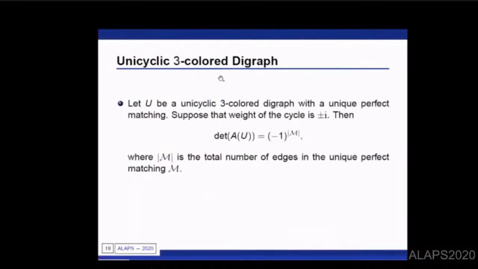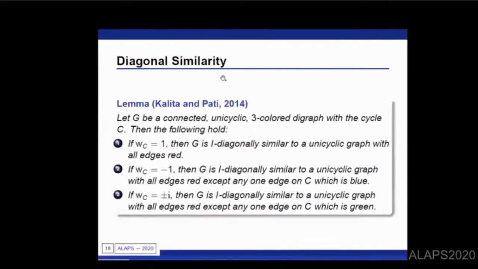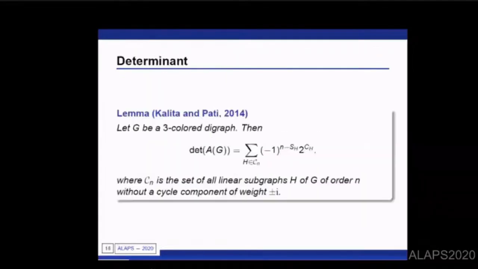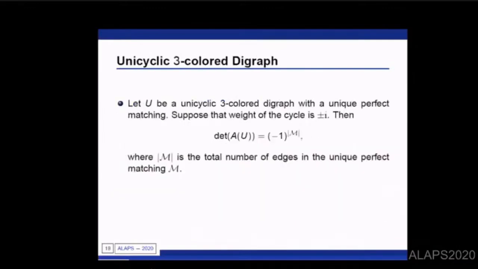And we have seen that it can be seen as a corollary to this determinant formula obtained by Kalita and Sarma: if U is a unicyclic three-color digraph with a unique perfect matching, and suppose it has cycle weight plus minus i, then the determinant of the adjacency matrix of the unicyclic graph is simply minus 1 to the power cardinality of M, where M is the unique perfect matching, and the cardinality is just the number of edges in that unique perfect matching.